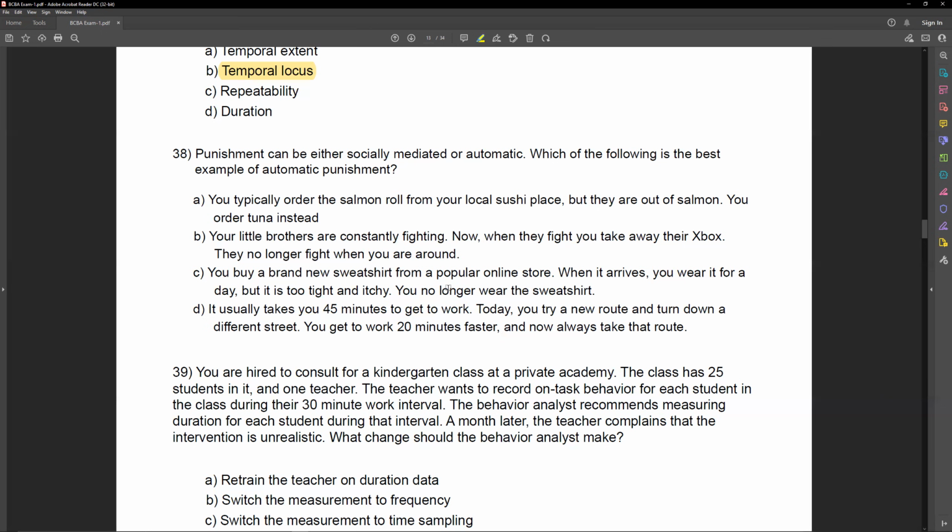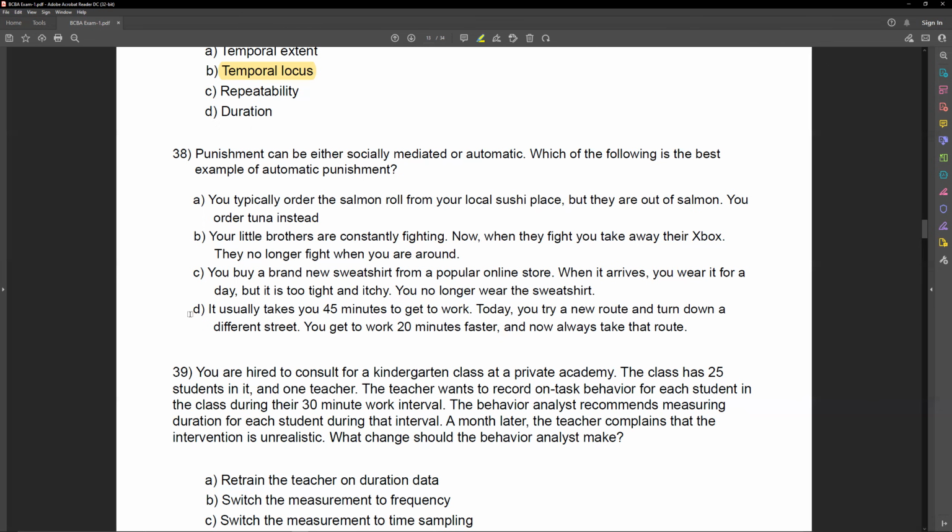B, your little brothers are constantly fighting. Now when they fight, you take away their Xbox. They no longer fight when you are around. This is an example of punishment, but how many people are involved? 3, okay? 3 or more, right? We don't know how many little brothers there are, but point being, there's more than one person involved. This is socially mediated.